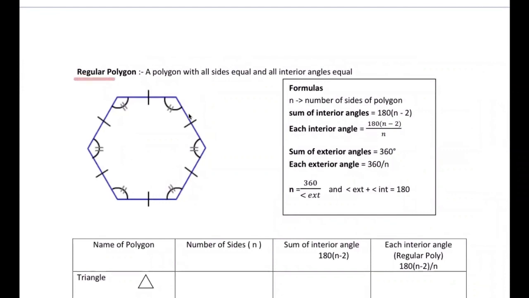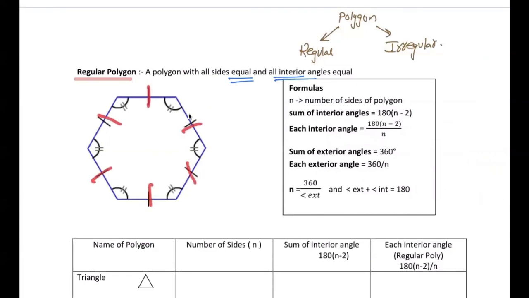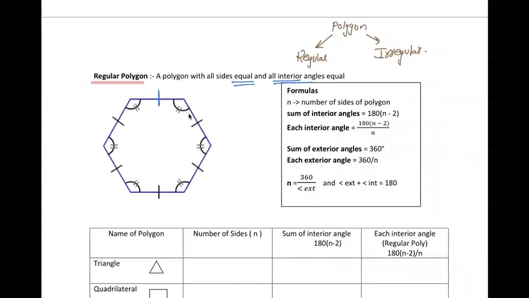Now we are going to be discussing regular polygons. A polygon is either a regular polygon or an irregular polygon. A regular polygon has equal sides. All the sides are equal and all the interior angles are equal. So over here, 1, 2, 3, 4, 5, 6, this is the hexagon given to you. All the interior angles of a hexagon are equal because it's a regular hexagon.